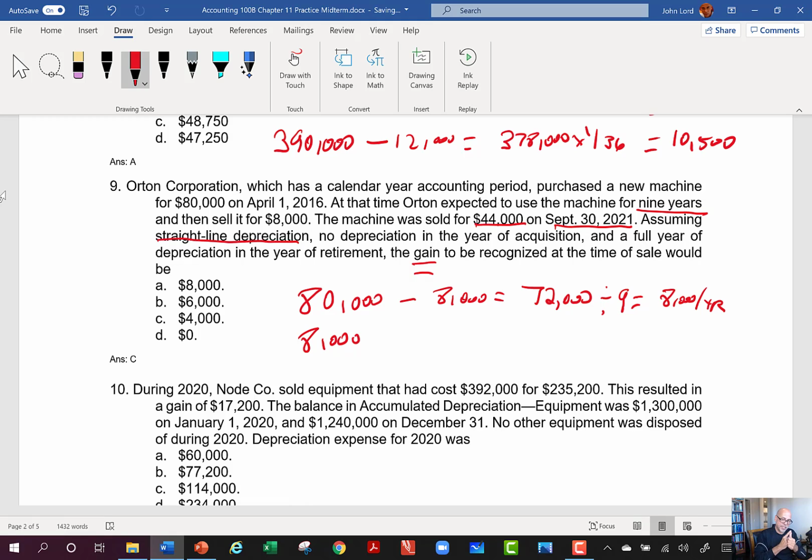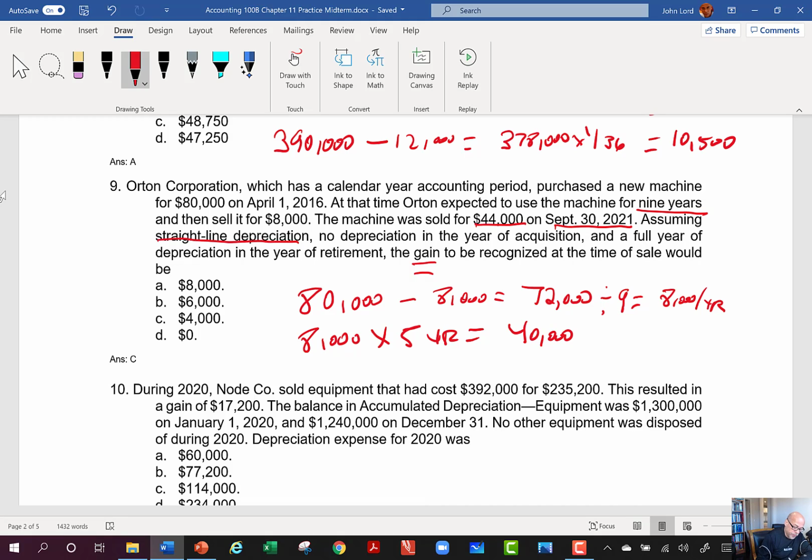So if that's the case, 2017, 2018, 2019, 2020, 2021, because they're going to take no depreciation in the first year, full in the last year. That's 8,000 times what? Count on your fingers, guys. 5 years. That gives me 40,000 of depreciation that would have been in the accumulated depreciation account at the time that they sell this asset.